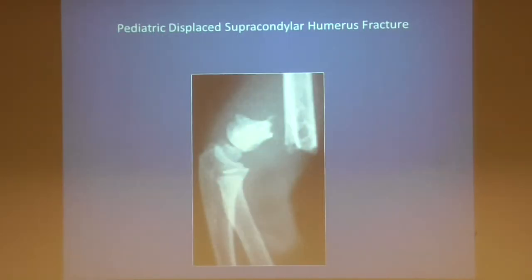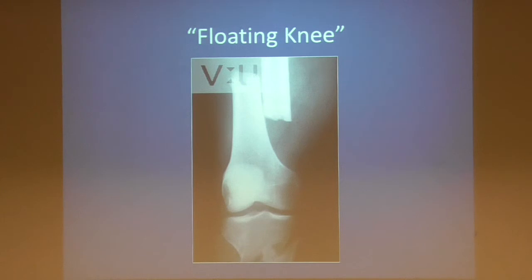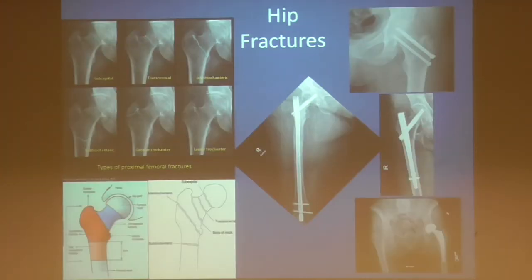That one didn't come out very well. These are just examples, I'm just showing you x-rays of the ones we talked about before. You can see a floating knee here with the femur and the tibia fractured.